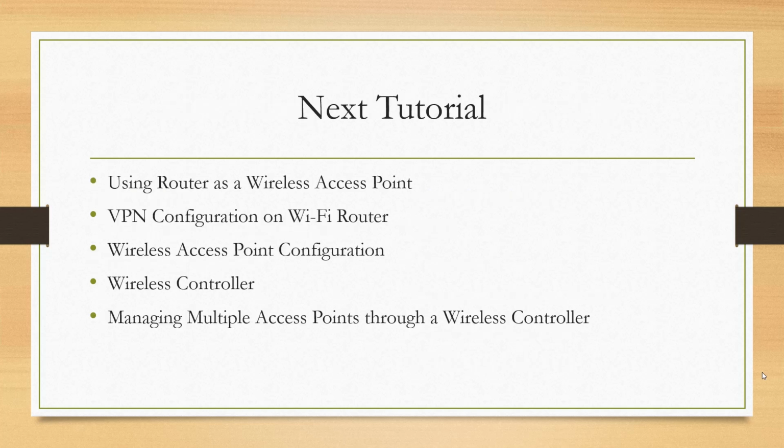So in the coming sessions, we will be seeing how you will be using a router as a wireless access point. The option where we have seen in the configuration, that configuring the router over a DHCP or a static IP address. Then we will be looking at the VPN configuration on this Wi-Fi router. Wireless access configuration, we will be covering through a wireless access point. We will be taking a wireless access point for the configuration. We will be managing those wireless access points through wireless controllers and so on.